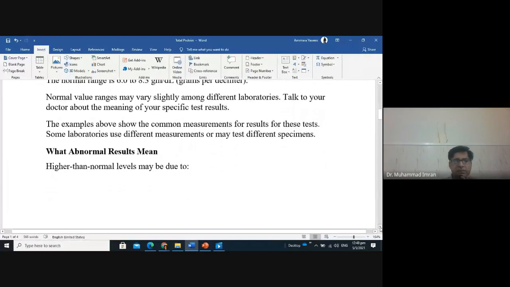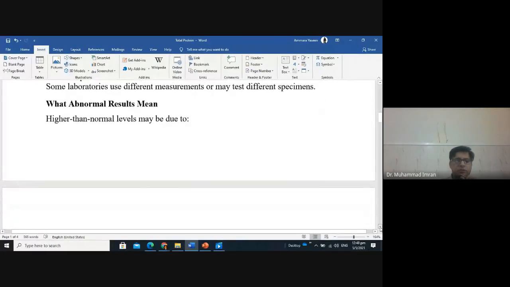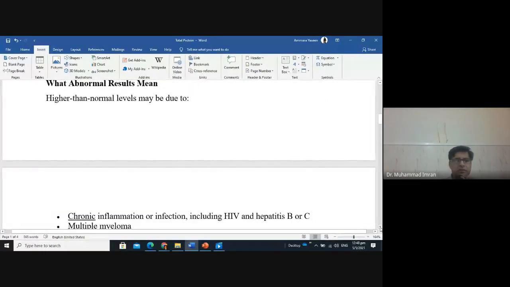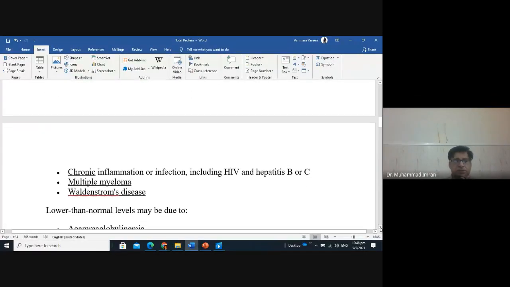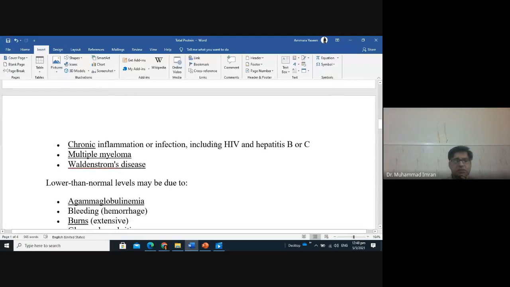Higher than the normal level may be due to certain conditions. What are the conditions when the protein level is very high? Chronic inflammation or infection, including HIV, hepatitis B and C, multiple myeloma, any cancer, Waldenstrom disease, in which white blood cells are produced in a hyper amount.